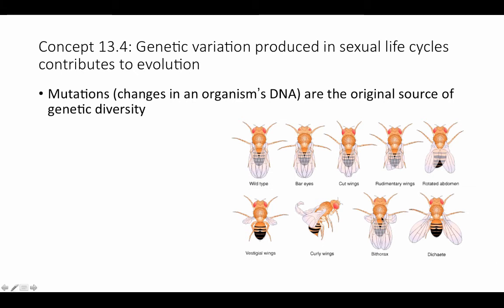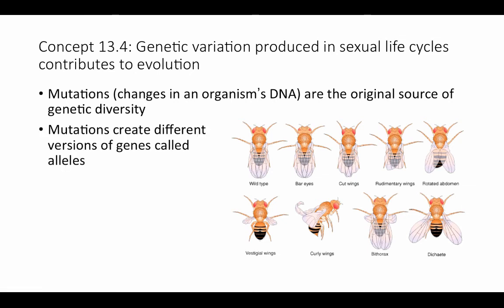So that's the original source of genetic diversity, and here we see a bunch of examples of mutations in fruit flies that cause variation from this wild type. These are all separate mutations that have resulted in a novelty, or something new, in the population. So what mutations do is they create different versions of the same gene. So it's the same gene.